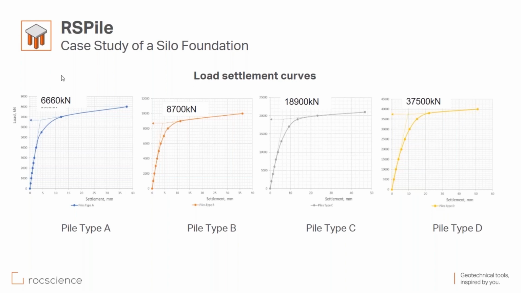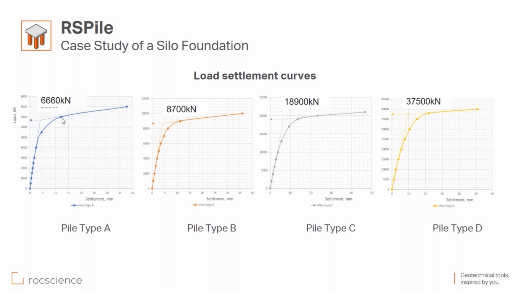So here you can see the results. Each pile type and its graph generated from those many piles that I have analyzed. And each point here corresponds to a single load on that pile. So I have the load and the settlement. I can construct the load settlement curve of that pile type.